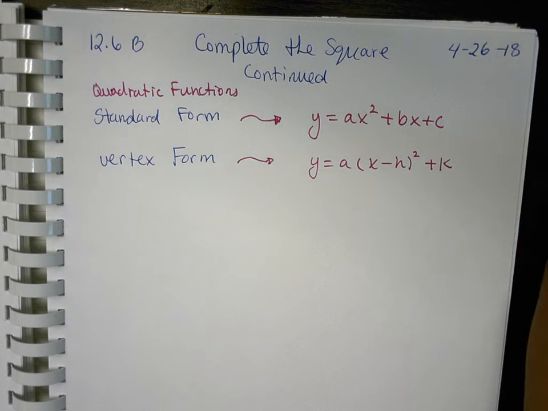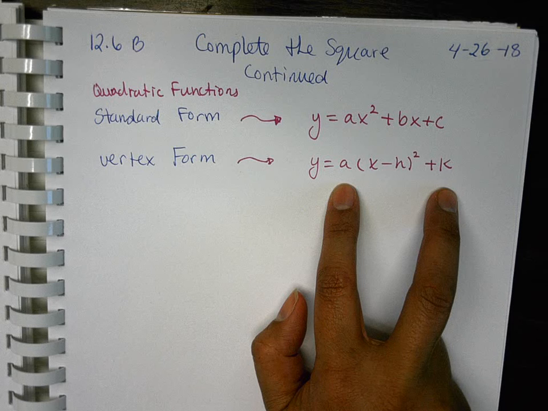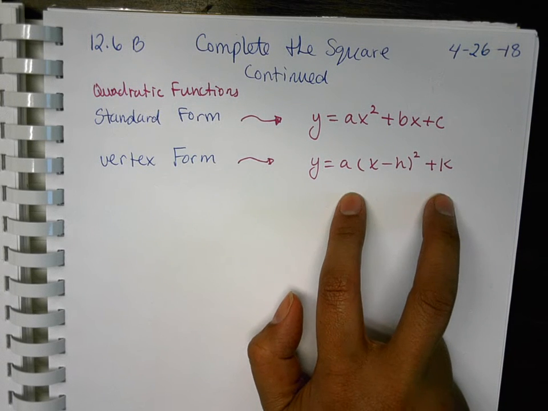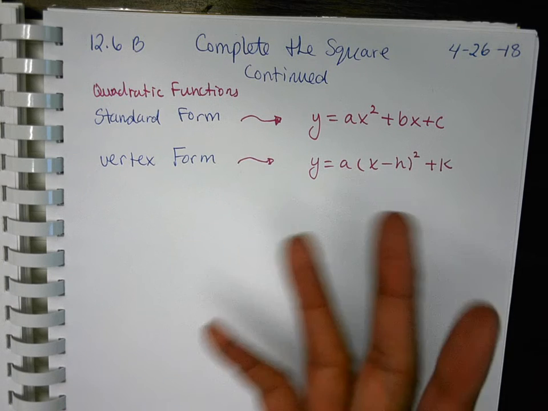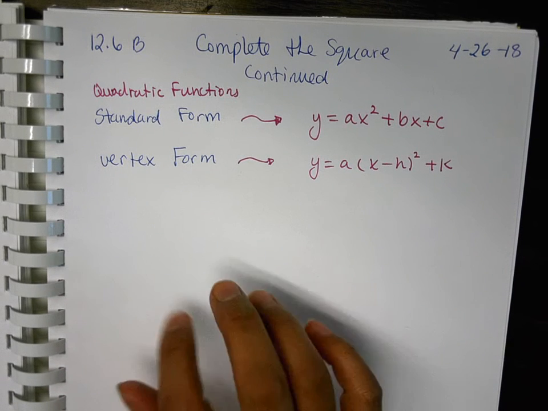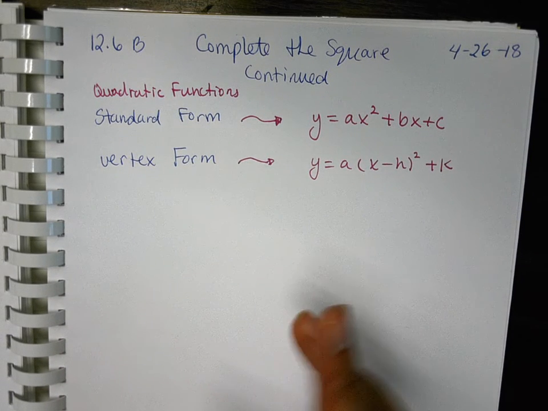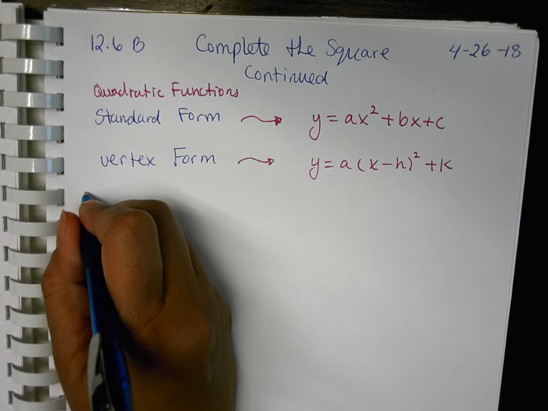Okay, so what we're going to do is learn how to force this form to look like this form, so it's easy for us to graph or find the maximum value or minimum value, or to even find the vertex. All right, so number 1.